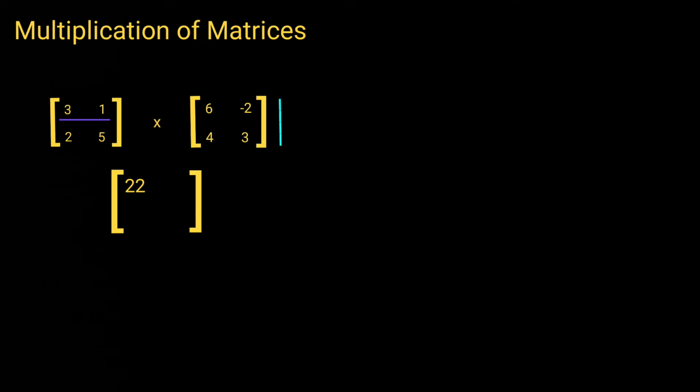We'll do the same thing for the first row and the second column, so 3 and minus 2 will give us minus 6, 1 and 3 will give us 3, and when we add them, we will get minus 3 belonging to the first row and the second column of the product matrix.